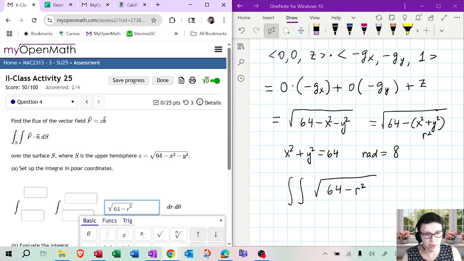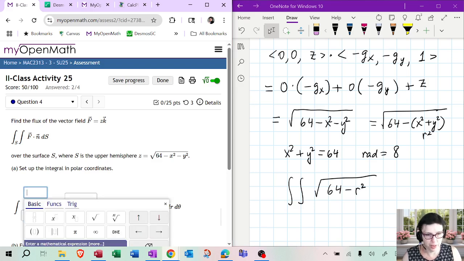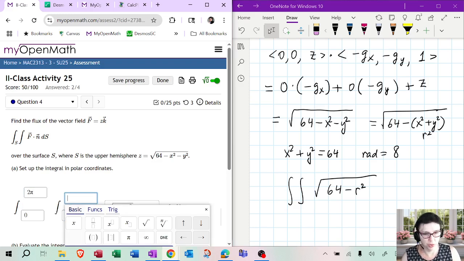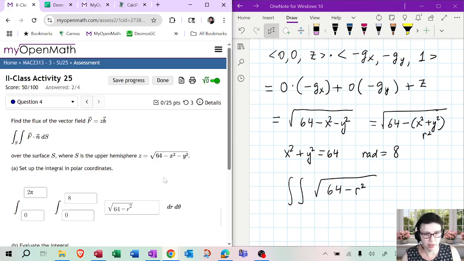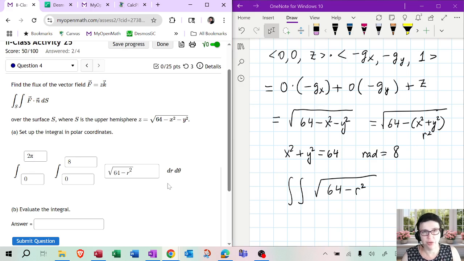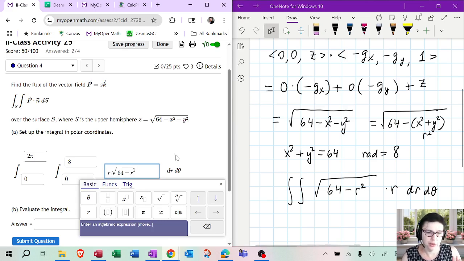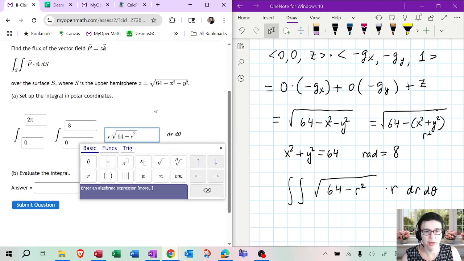The integral is very simple: theta goes from 0 to 2 pi, because this is the whole circle, and r goes from 0 to the radius of the circle, which is 8. However, there is one extra thing that hopefully you didn't forget, and that is an extra r that comes out from switching from rectangular to polar. We call this the Jacobian, and that's an extra r. I'll just place it in front of the square root.